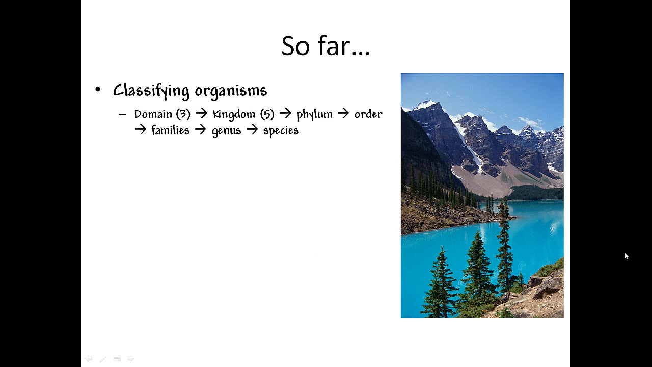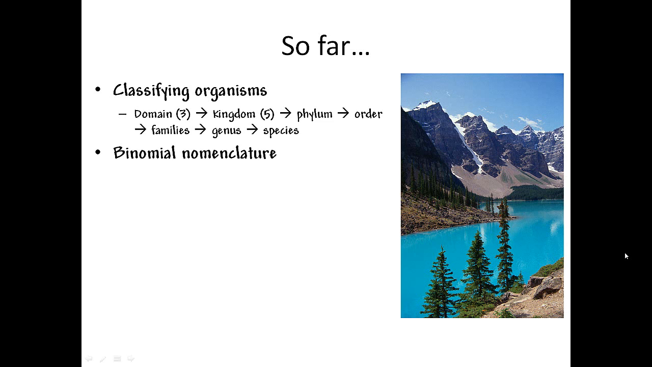So far, what we've talked about, we've looked at how we classify organisms. We have 3 domains that are broken into 5 kingdoms. Each kingdom is broken into phyla. Phyla can be broken down into orders, orders into families, families into genus, genus into species, just like you can go through the files on the computer, from my computer to C drive, to my documents, to biology, to ecology, to LO3. It's kind of that same idea that we break down smaller and smaller and smaller.